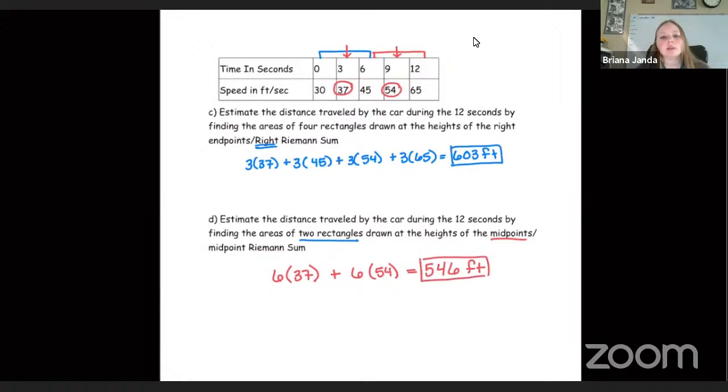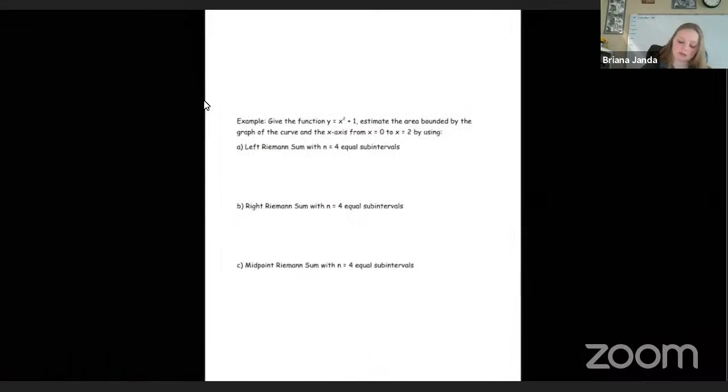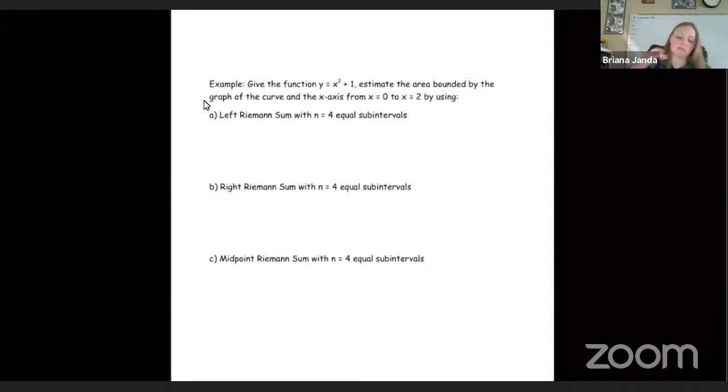So this is kind of where we left off on Friday, being able to do these Riemann sums, LRAM, RRAM, MRAM, from a table of data, and then connecting that to doing this from a function. So just some extra examples here. This time, not a table of data.